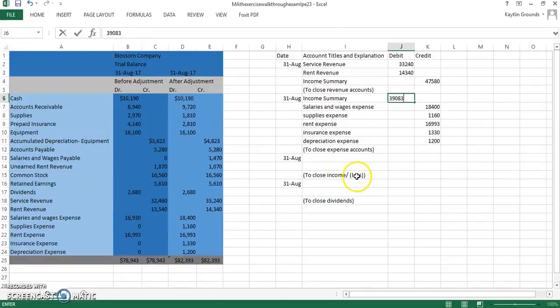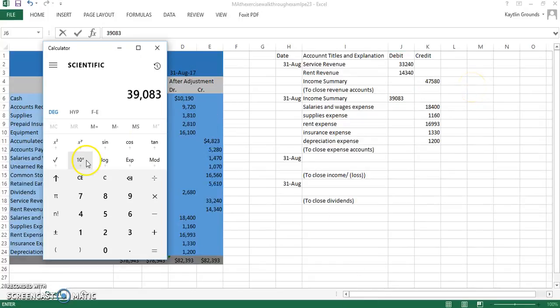Next, we're going to close our income and loss accounts. To do this, we are going to take our credit income summary and our debit income summary and combine those. We're actually going to subtract our debit income summary, our expense income summary, from our revenues so that we have net income or loss. So when we do that, we have $47,580 minus, oops, that's not right.